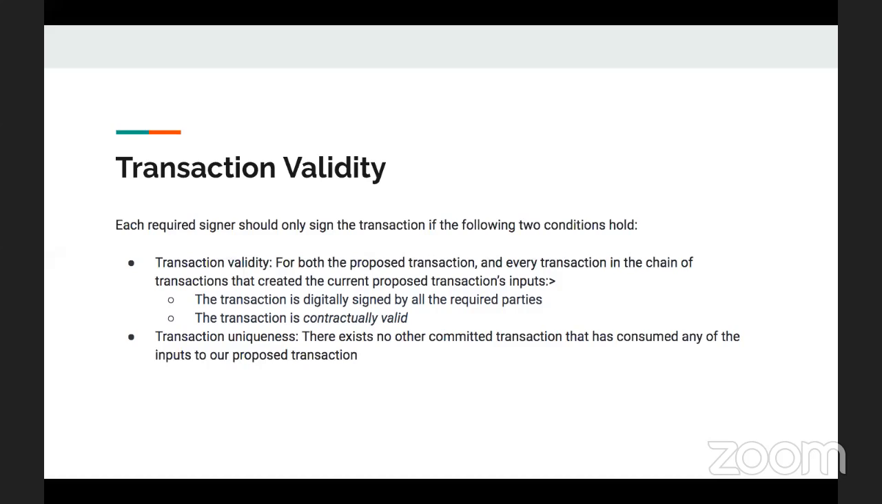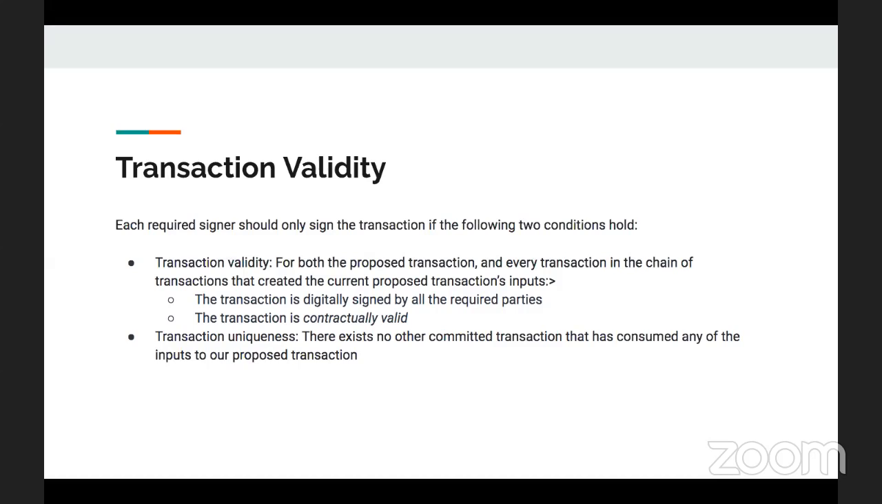And they should be unique. There should not be any other committed transaction that has consumed any of the inputs in this proposed transaction. So this is how the uniqueness is ensured in Corda, or how we prevent double spending in Corda. That's why UTXO is very, very important to prevent double spending in a ledger, like in the case of Corda and Bitcoin.